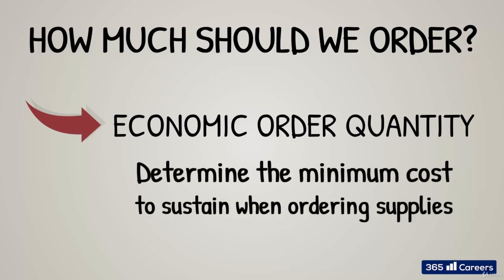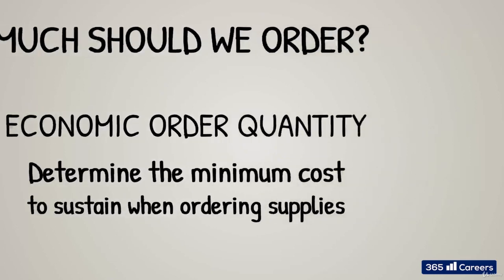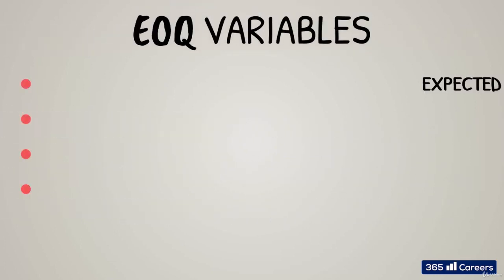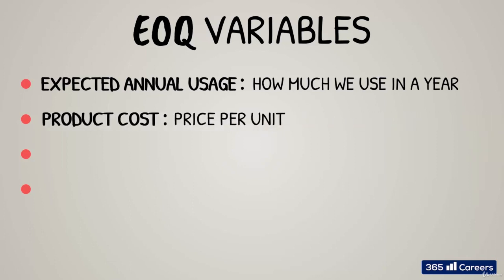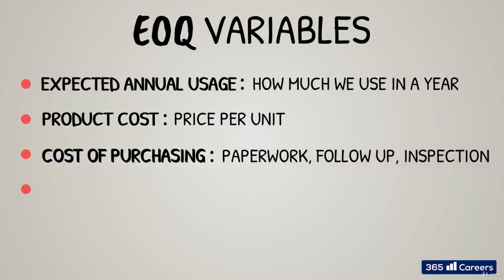EOQ, as it is frequently referred to, is based on mathematical calculus and helps us determine the minimum cost we'll sustain given that we already know a few variables. These variables are the expected annual usage of the product we are purchasing, how much of the raw material we expect to use in a given year, price, how much a unit of this product costs, including delivery costs, cost of purchasing in terms of paperwork, follow-up, and inspection. Remember, all these activities require manpower and manpower costs.